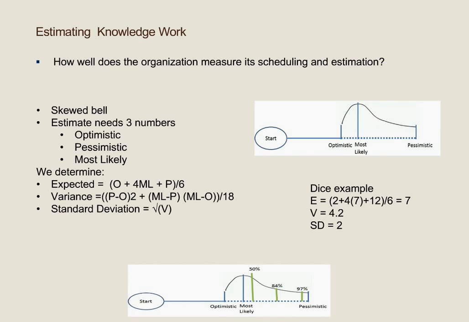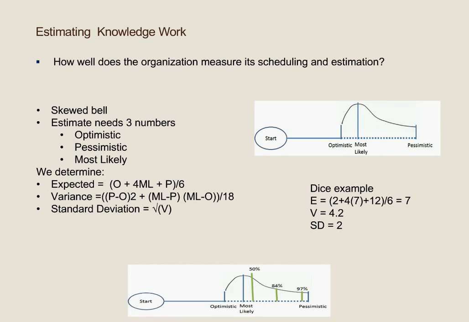It showed knowledge work typically to be a skewed bell, as shown in the first graphic. Analysis of the work shows a best case or optimistic duration, followed closely by a most likely duration, followed significantly later by a worst case or pessimistic duration. The analysis showed that the most likely duration was less than the average duration.